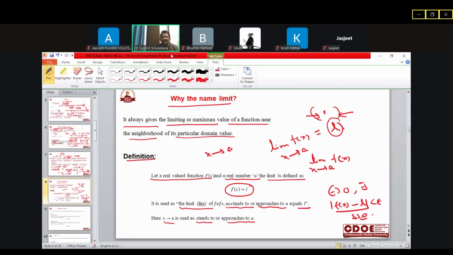But in the mathematical approach, we just have to know the concept. What is the meaning? We have to approach those points where the exact value of the function is not possible to find out. So we have to approach that point.